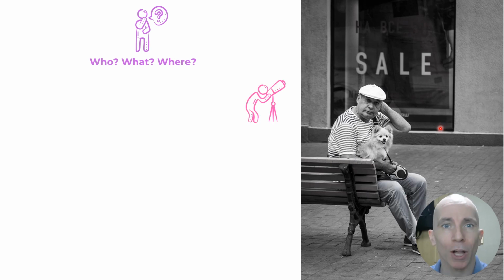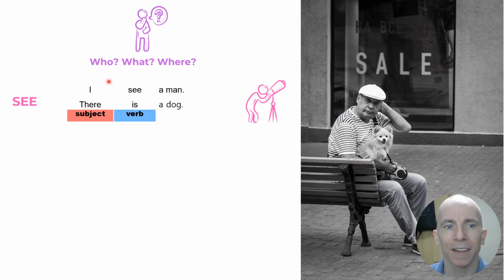First, just talk about what you see. The grammar here can be pretty simple. I see a man. Or there is a dog. Remember, you need a subject and a verb. The verb is just present simple.